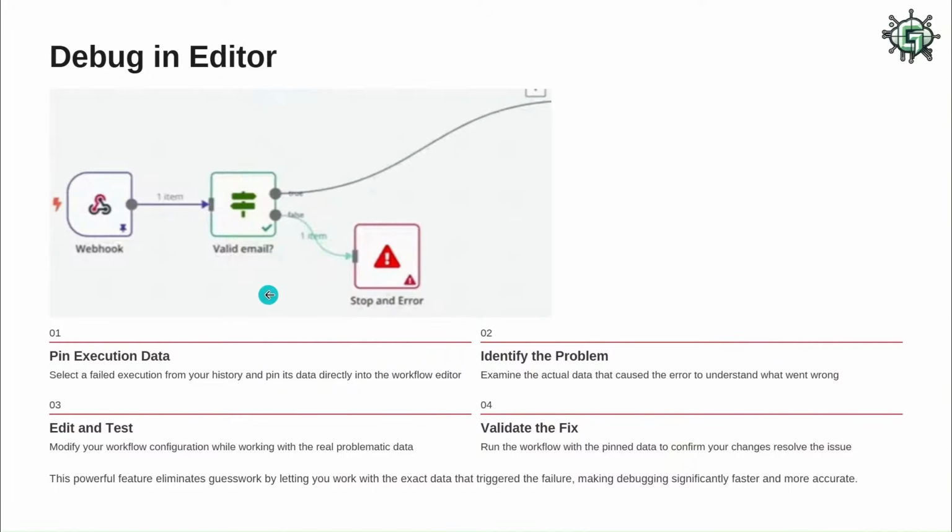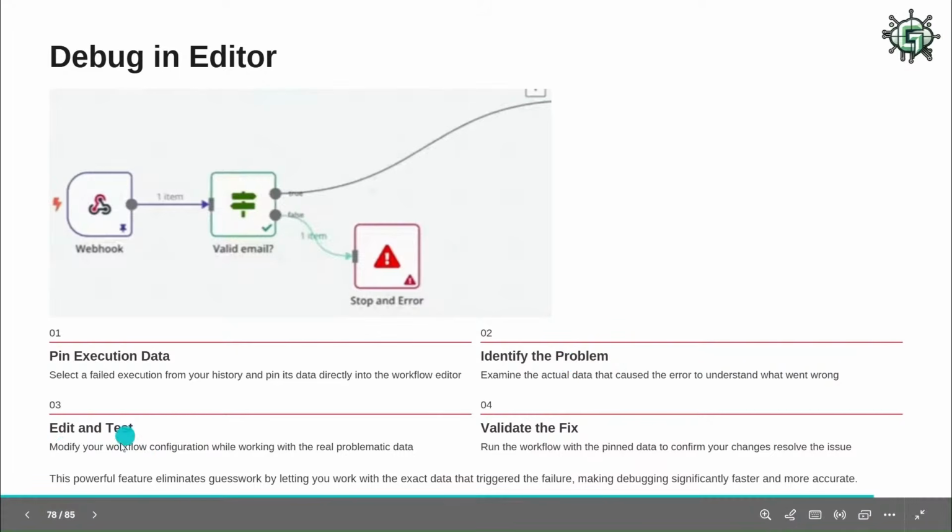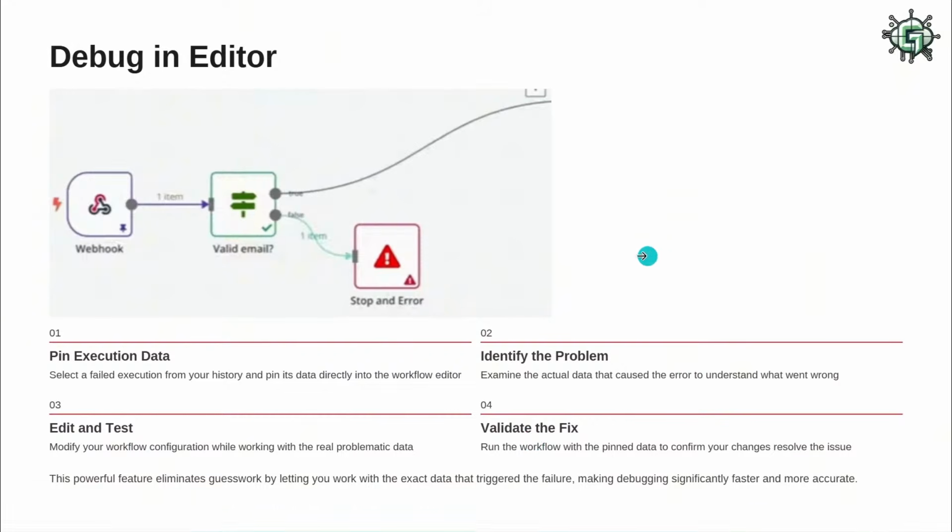First is pinning the execution data. Then you identify the problem, what it actually is. Then you will edit and test. Where the error actually is, what type of data it is expecting, and what type of error you got. Then you will resolve the error, validate and fix, and run the workflow again. This powerful feature eliminates guesswork by letting you work with the exact data that triggered the failure, making debugging significantly faster and more accurate.